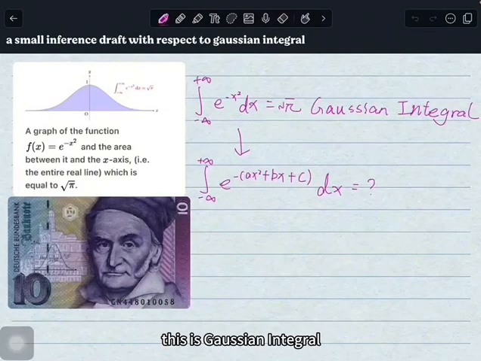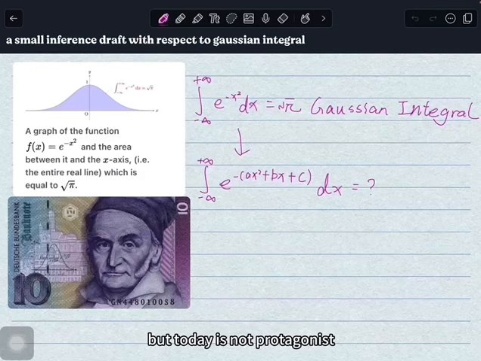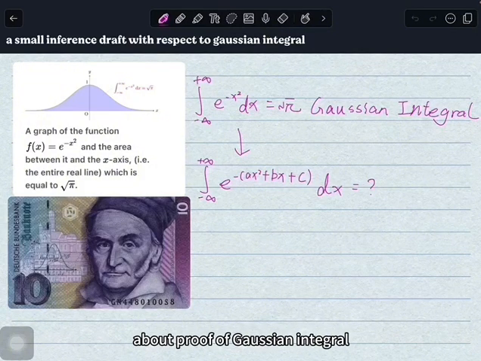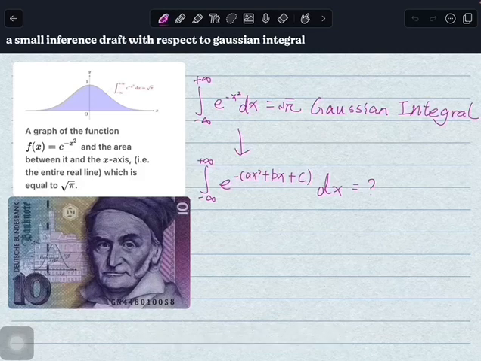This is the Gaussian integral, but today it is not the protagonist. Based on this integral, what I want to do in this video is to generalize the Gaussian integral. About the proof of the Gaussian integral, I'm not going to emphasize it in this video. I still know the formula, but I display a proof which is appreciated here. If you want to watch it, please pause the video.